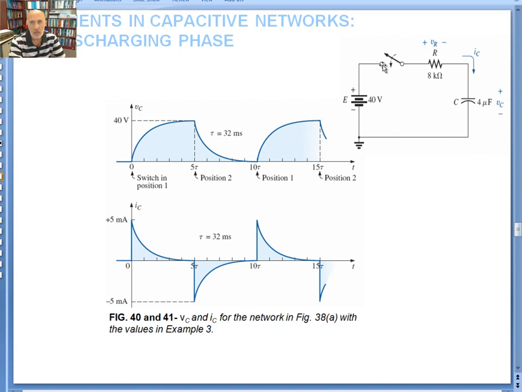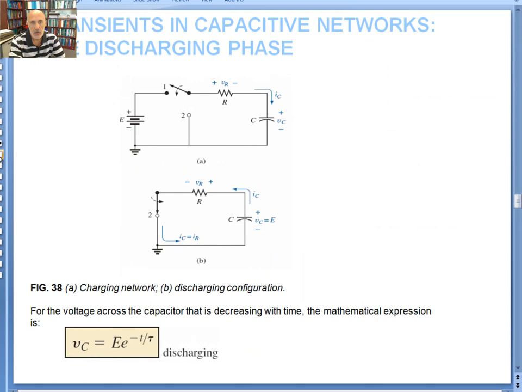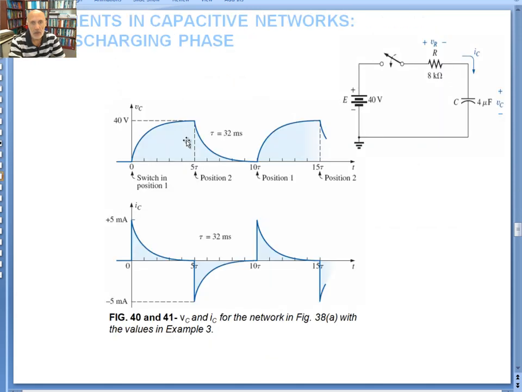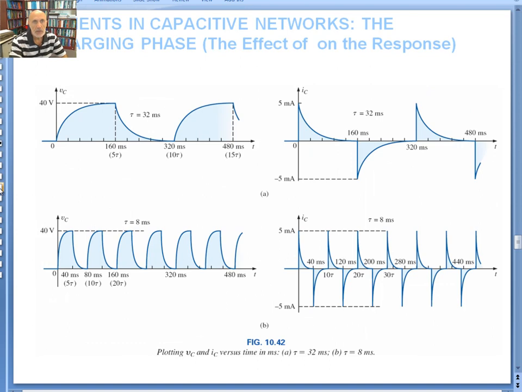So if I'm in position 1 and wait for 160 milliseconds, the cap is completely charged up, and then if I switch back to position 2, you're going to discharge it, and that takes 5 time constants as well, so a maximum of 10 time constants for the full cycle. So you see exactly what happens in terms of the time constant, for a charging and discharging cycle. Here is the plot of V sub C and I sub C versus time when the time constant is 32 milliseconds. Okay, the same picture that we had before.